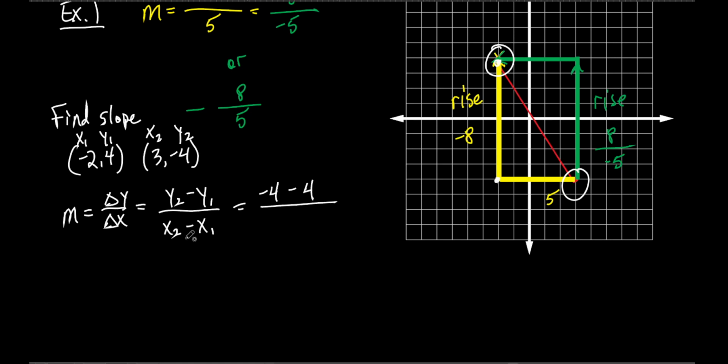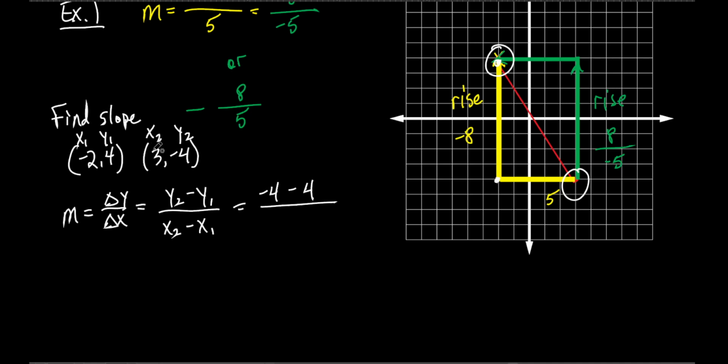Now, what about the x's? Well, you just subtract the x's from each other, but you got to subtract them in the same order. So if I went the second one minus the first one, I got to do the same thing with the x. I have to, or I'm going to get a wrong sign, all right? And you won't get it right. Even if you miss a negative on this, you're going to get it wrong.